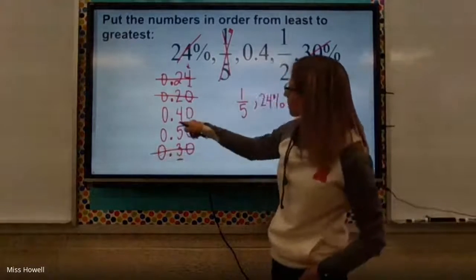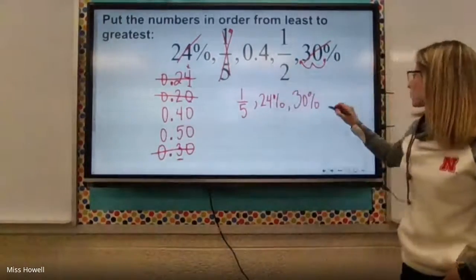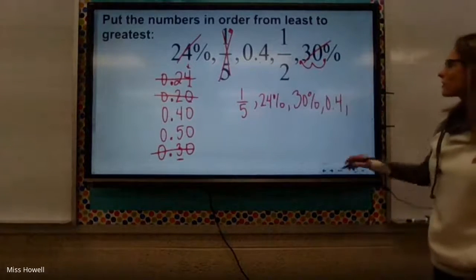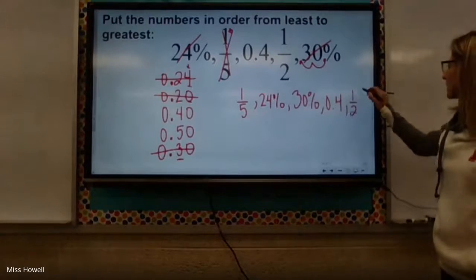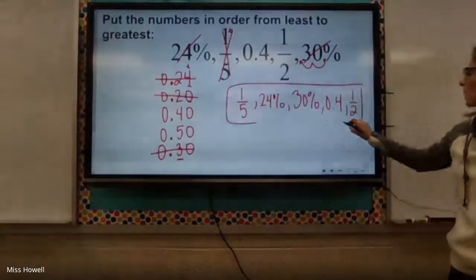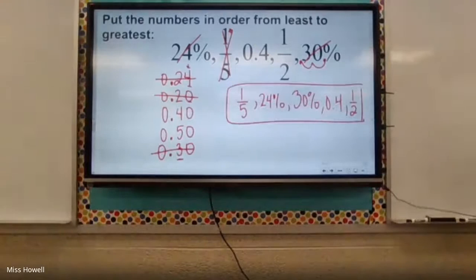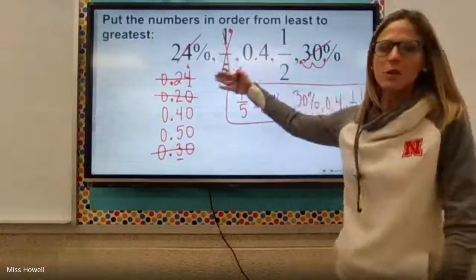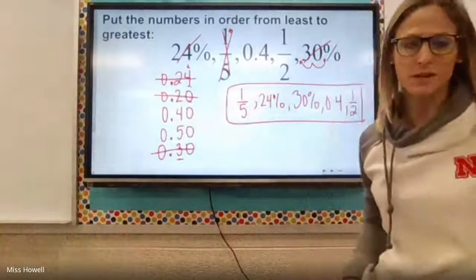All right, we're comparing 4 and 5. 4 is the smallest, which was our 0.4. And then finally we get to our 0.5, which was the 1/2. And we are in order from smallest to biggest. 1/5, 24%, 30%, 0.4, and 1/2. Remember, our final list here should be written the way that it was presented to us, even though we went off here to the side and made them decimals along the way.